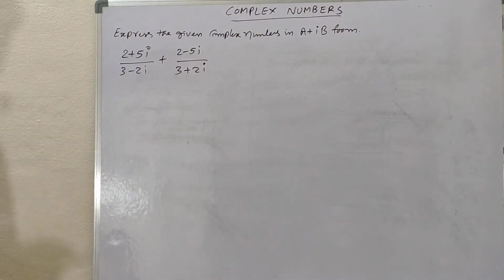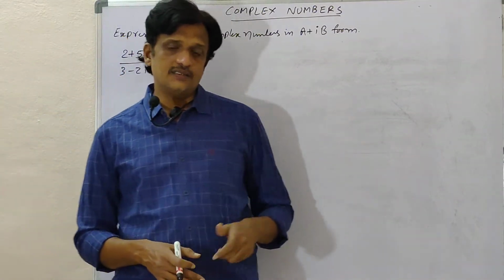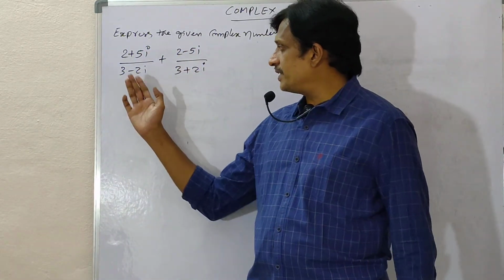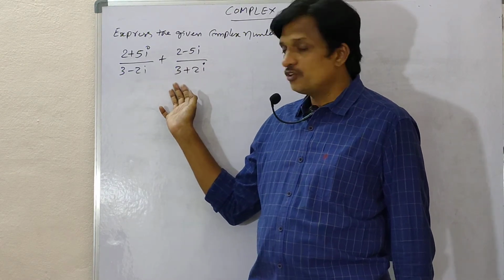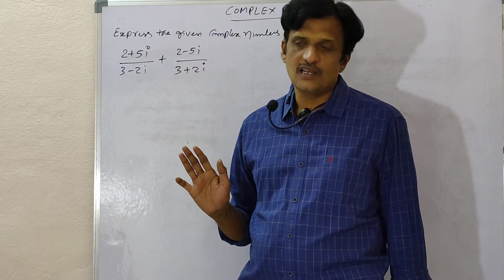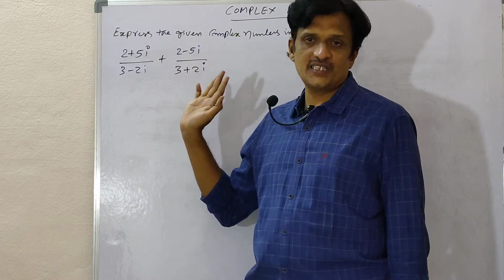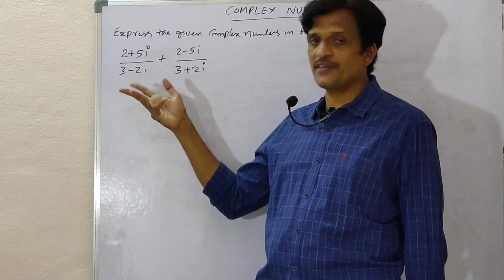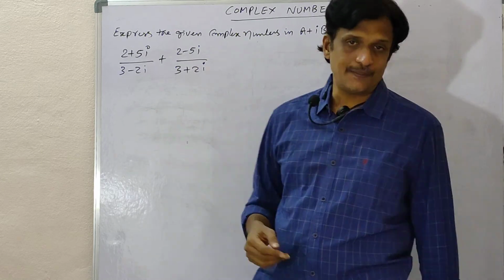Now we need to write this in the form of a plus ib. So you can do this in two different ways. Just observe the denominators. 3 minus 2i and 3 plus 2i, each is the conjugate complex number of the other. So you can take the LCM of the two denominators here. Otherwise, we need to multiply and divide each one with its conjugate complex number. Then this one you will get in the form of a plus ib. This one is also in the same form. Then you can find the sum. That is another way. So here it is easy to take the LCM.